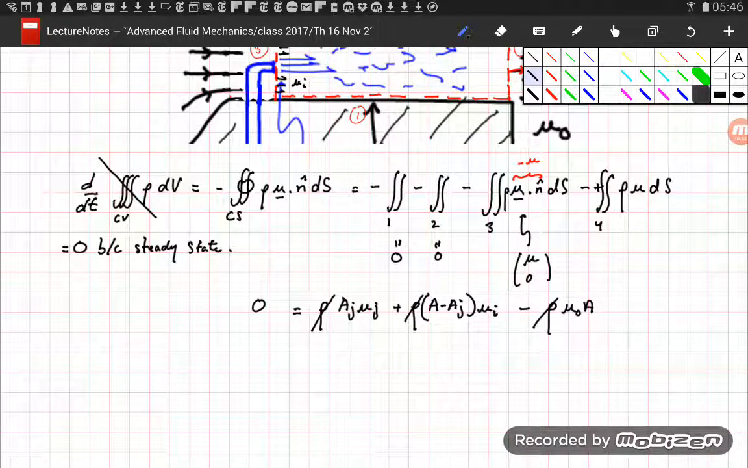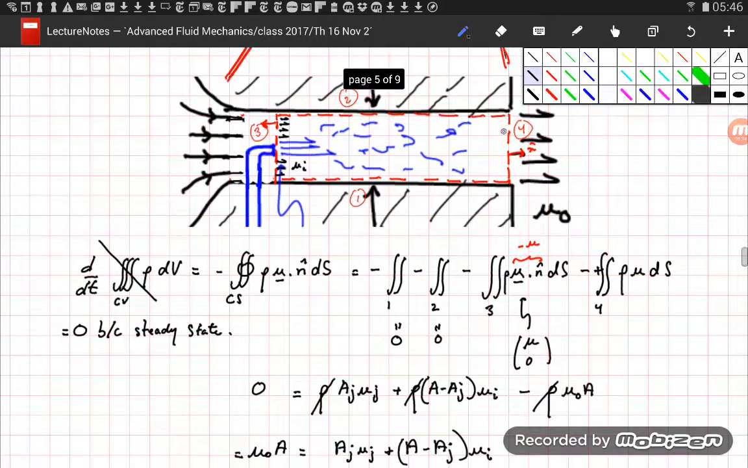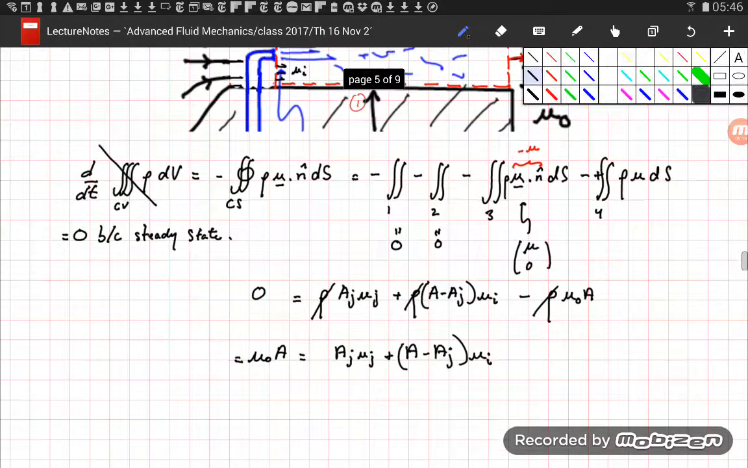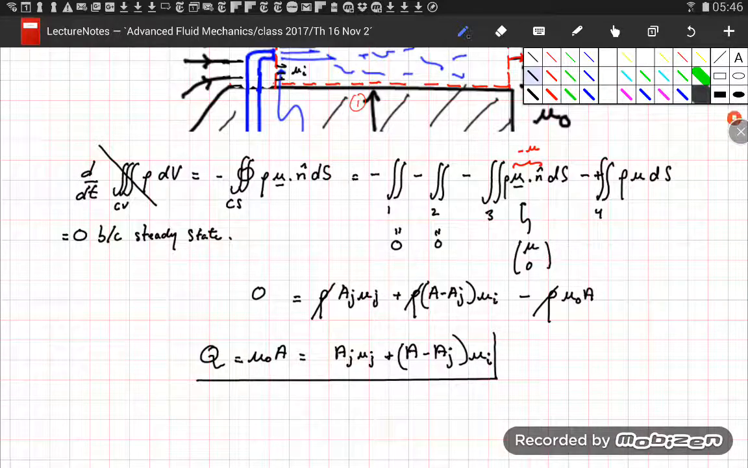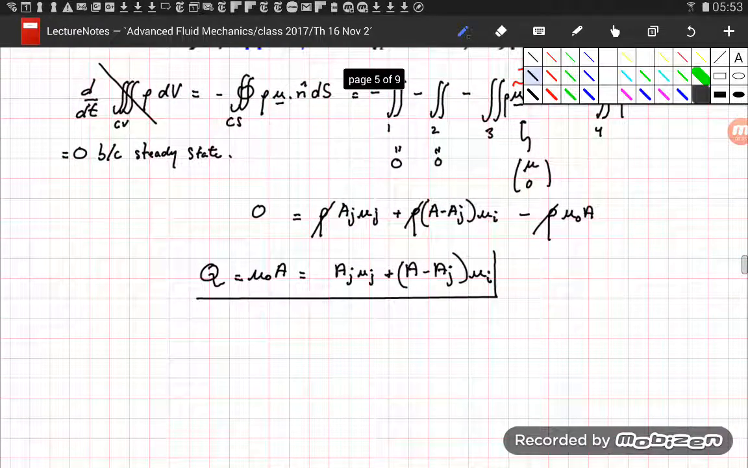Our flow is incompressible, so we can rewrite this simply as u0 times A is equal to Aj uj plus (A minus Aj) ui. And note that u0 times A is the volumetric flow rate coming out of the pipe. This is exactly what we call Q, the total volumetric flow rate. This here is mass conservation. And now we also write the momentum equation.